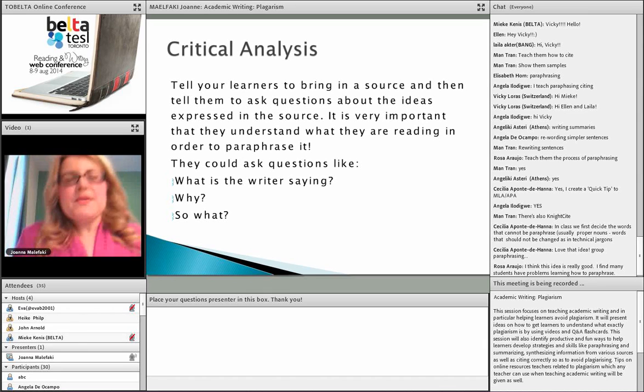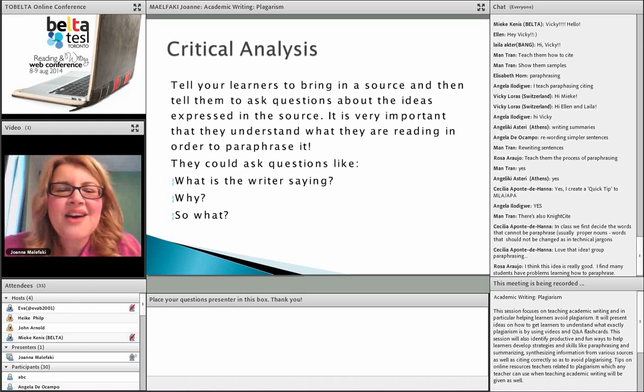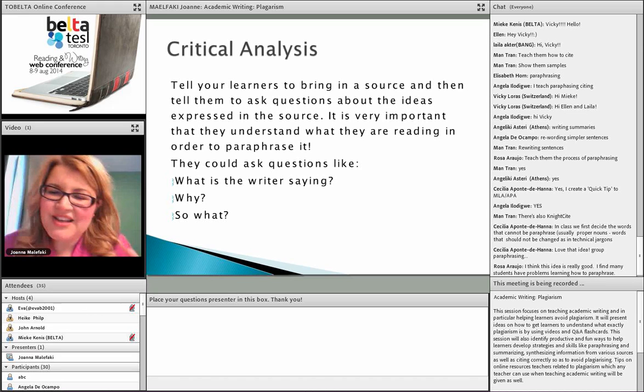Okay, so I'm going to talk about critical analysis and how does critical analysis fit into this? You know, your learners, they find sources and they think, oh, this is a fantastic source. I'm going to write about internet banking and I found a really good source on internet banking and I want to use this source in my research paper. But they don't really understand the source, but it's on internet banking, so it must be good. So this is where you have to get them to analyze the text.